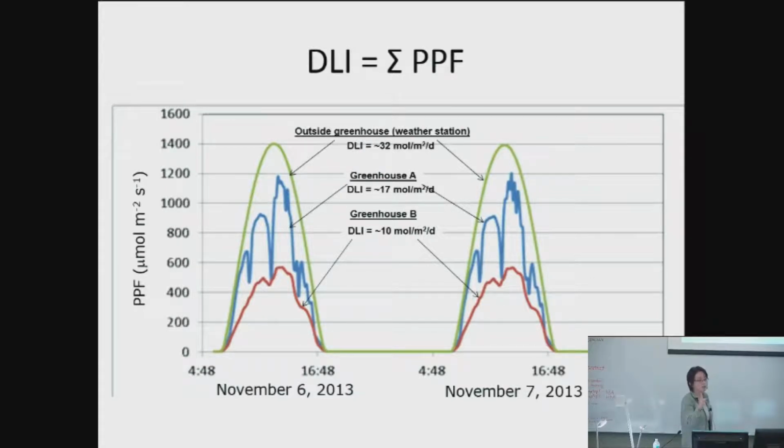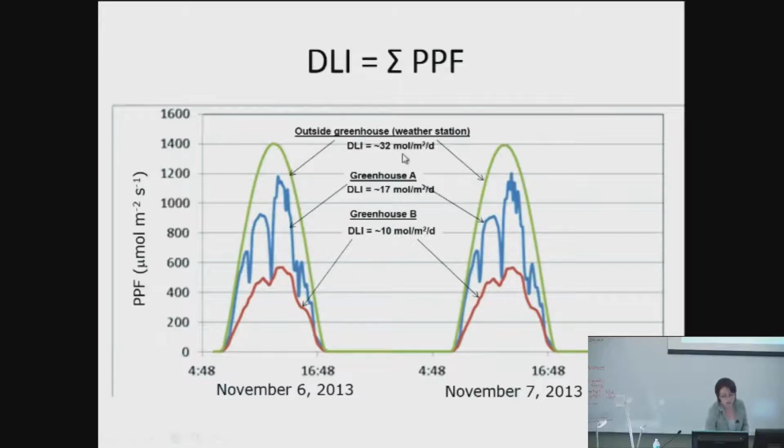So 5 minutes, how many seconds? 5 minutes times 60 seconds, right? 300 seconds. So whatever the value is, times 300 seconds, is a 5-minute cumulative photon flux. And then you do that for the whole day. You can do that in Excel, right? Whole day values, and just sum up. And then that would give the daily light integral value.